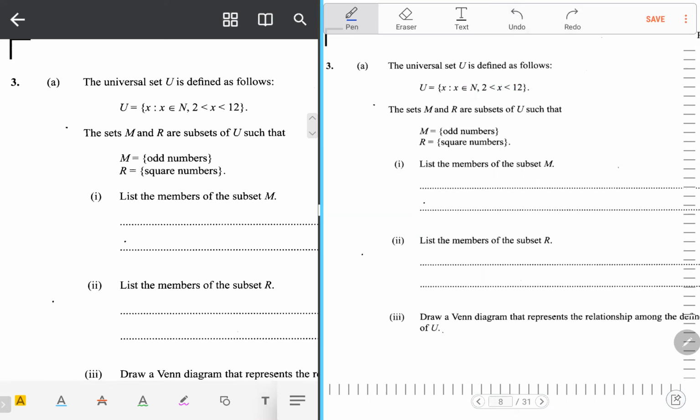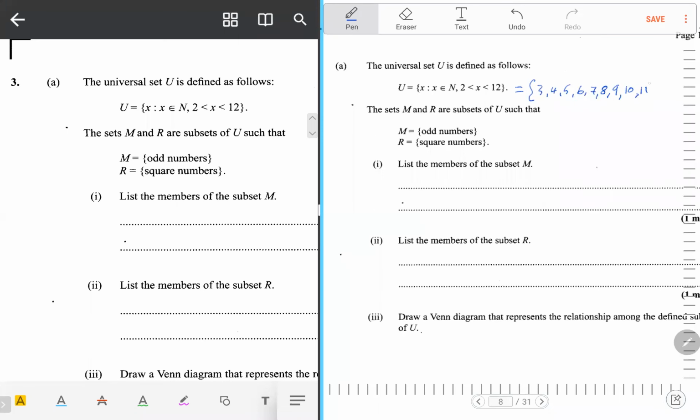Right? So if we were to list the universal set, you can basically list it like this. You can list it as 3, 4, 5, 6, 7, 8, 9, 10, and 11. Right? That basically becomes the set, if we were to list the values in that set, based on that description. The natural numbers between 2 and 12. Those numbers start from 3 and end at 11.